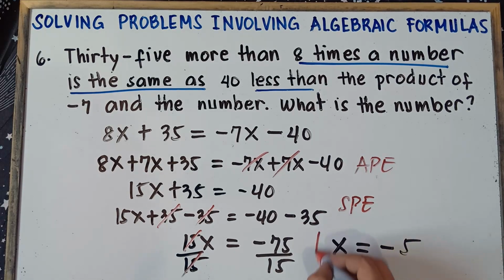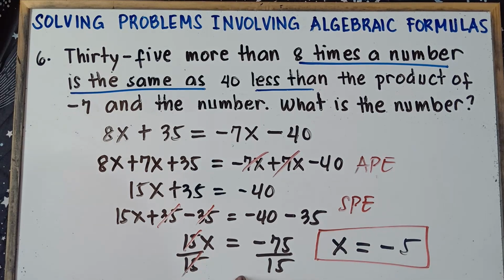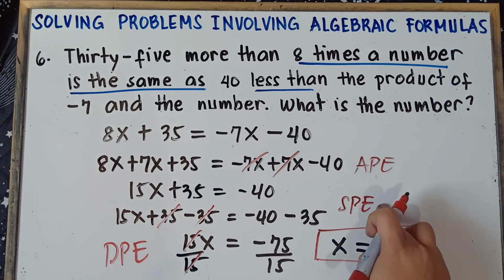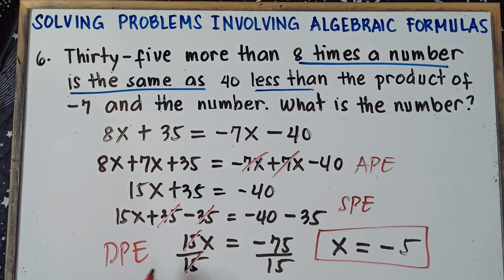That's it, class. That's the answer with regards to example number 6. In this scenario, we apply the division property of equality. So we apply the addition property of equality, the subtraction property of equality, and then the division property of equality. And we get the value of x, which is negative 5. All set. That's the answer, class, with regards to example number 6.